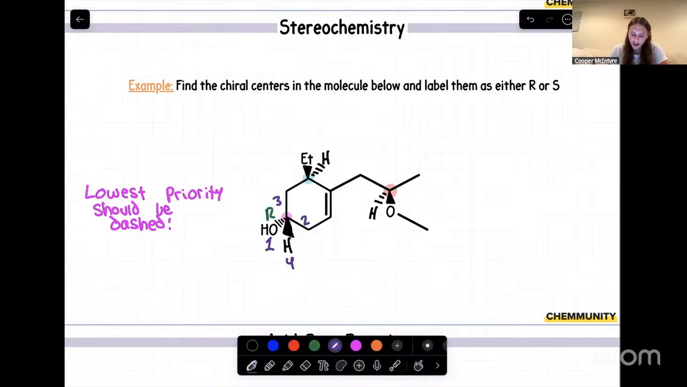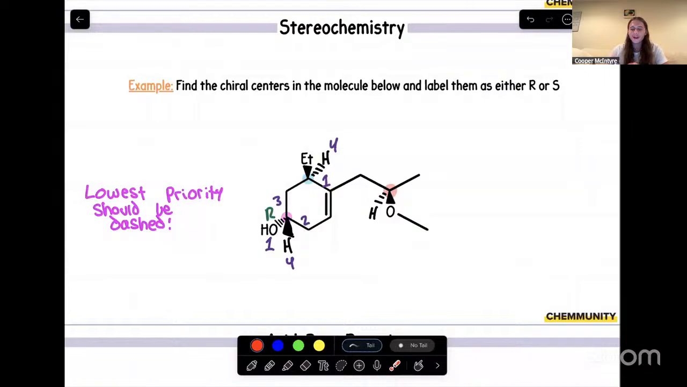Yet again, our hydrogen will be our lowest priority. And then let's just keep on moving through the molecule from that blue chiral carbon. So if we move one carbon out, what really catches my eye is this double bond right here, as opposed to both our ethyl group and this carbon. They're just CH2 groups. So since this group has that double bond super close to it, that'll be our highest priority.